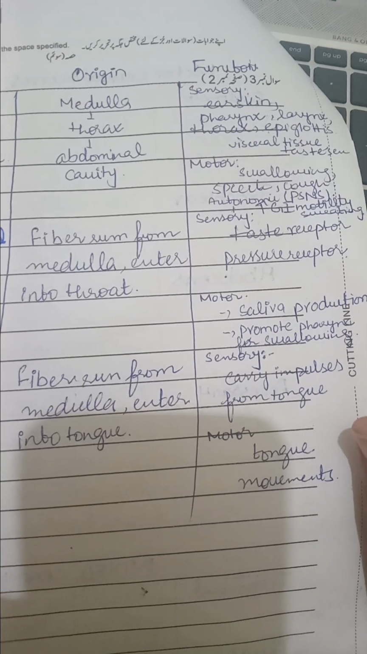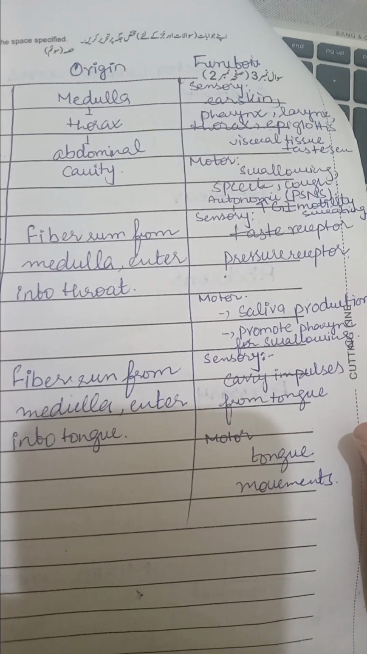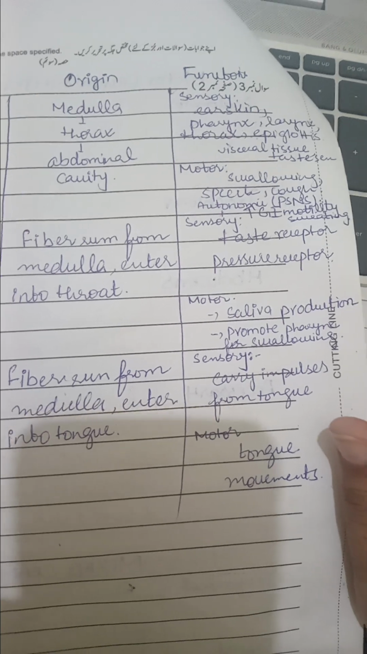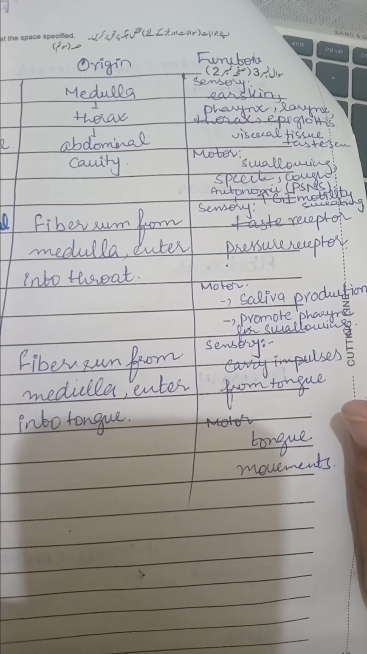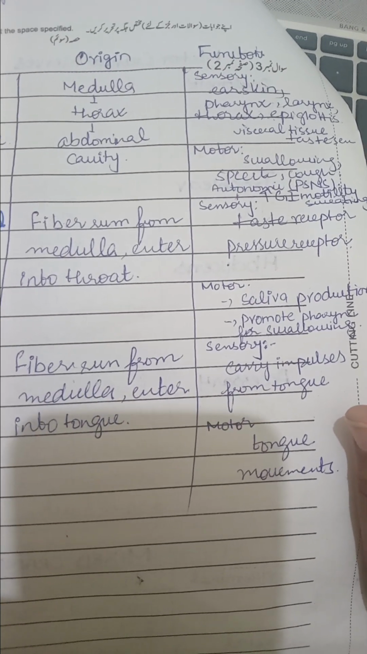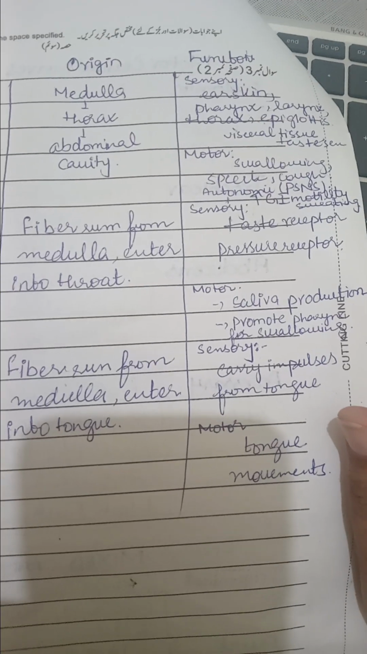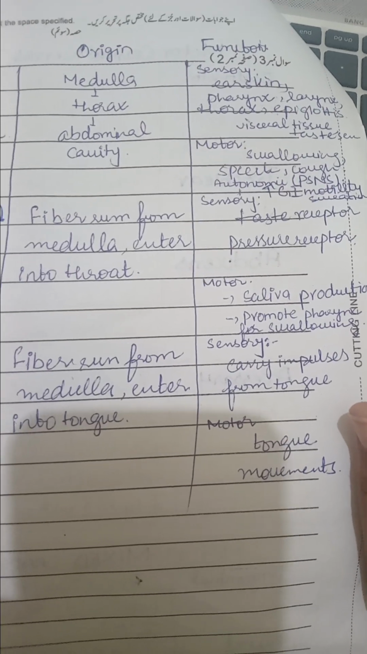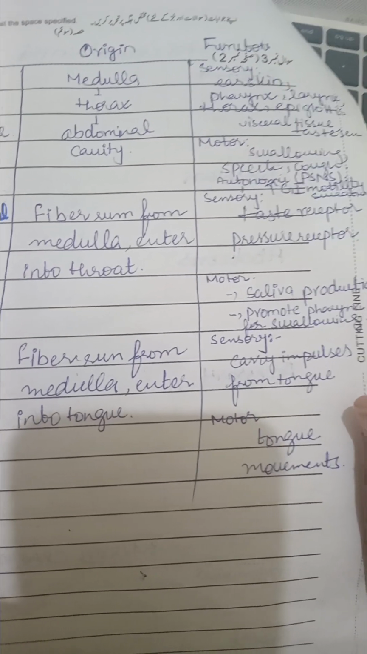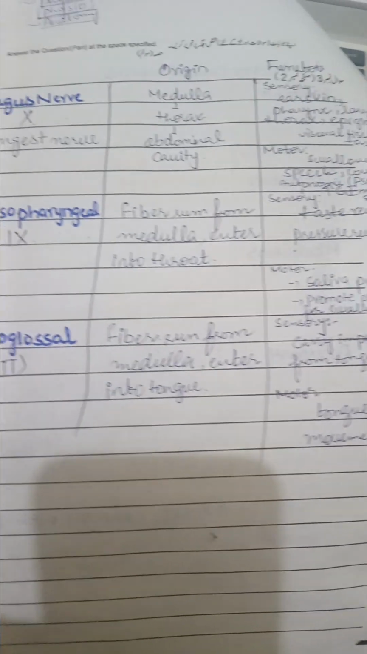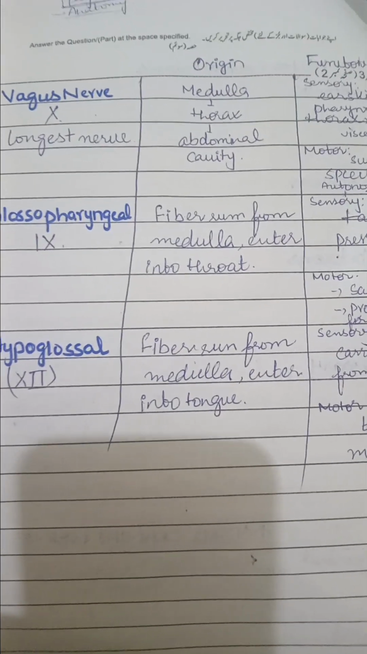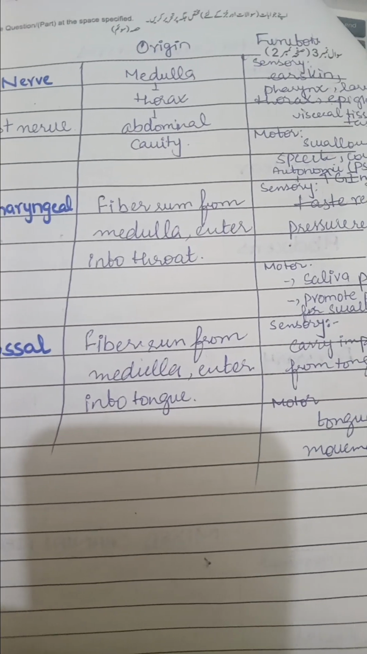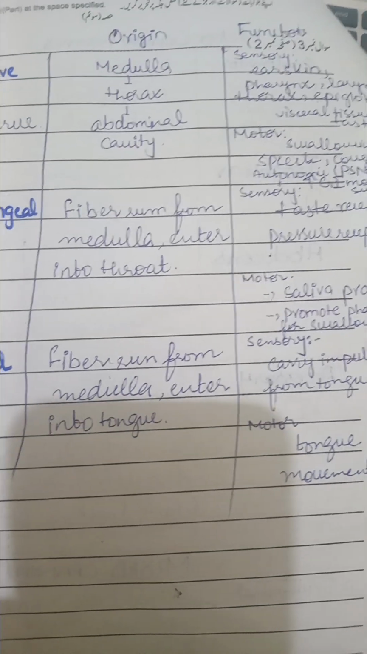Ear, skin, pharynx, larynx, thorax, epiglottis, visceral tissues, taste, all are the sensory. But motor is swallowing, speech, coughing, and autonomic nervous system. These all are the motor functions. This is only one single nerve that is having a lot of functions, sensory and motor both.